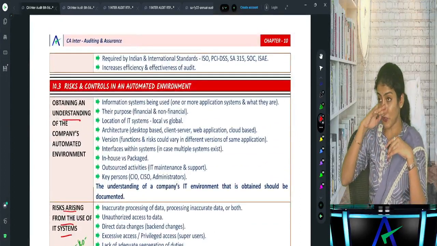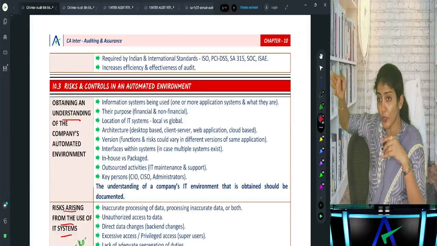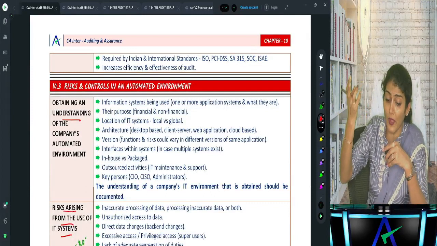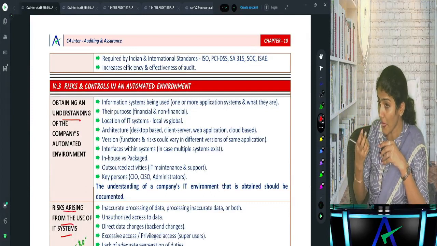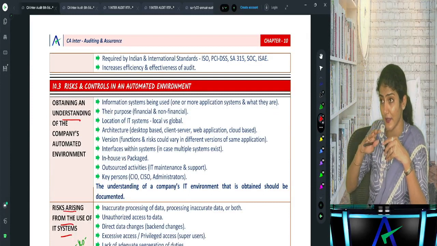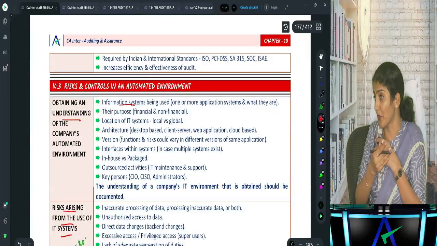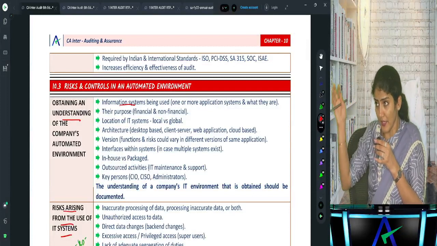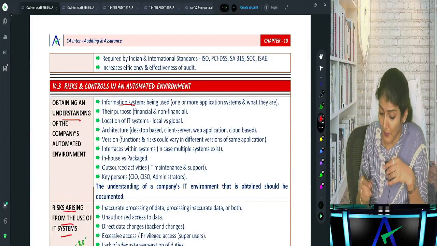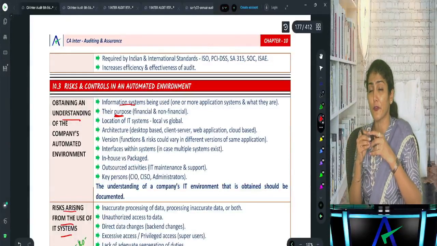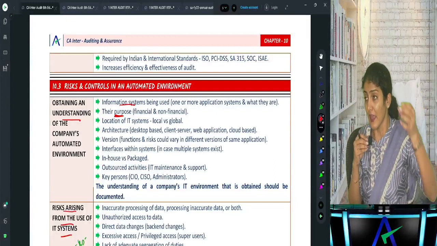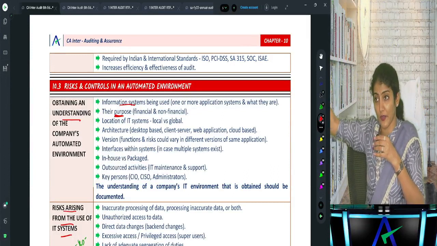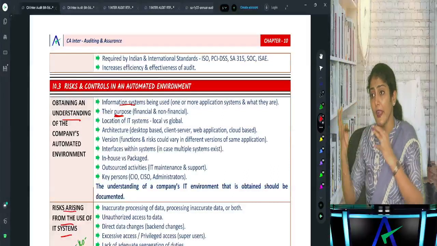Right. So now what I come to know, my client is having an automated environment. So now what I have to do, I have to understand the company's automated environment. How do I understand that? First I ask them, which information system are you using? So they say we are using Tally, we are using SAP, whichever system is being used. Then I also ask them, what is the purpose? Clients use many software. One software they use for maintaining their inventory register, another software for salary processing, another software for their tax working, or they can have one integrated software for their entire company, right?